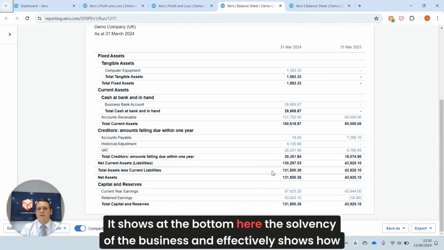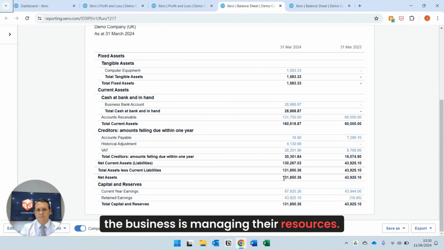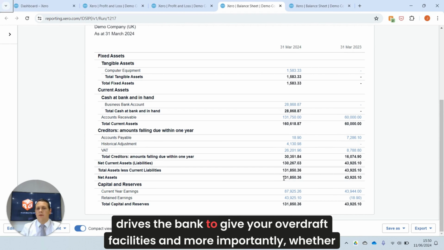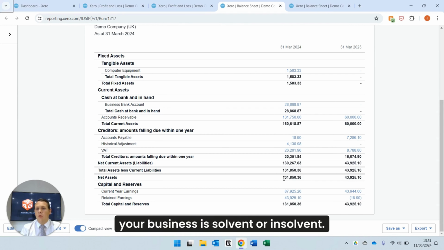It shows at the bottom here the solvency of the business, and effectively shows how the business is managing their resources. Now, the balance sheet is important because this is what drives your credit rating and drives the bank to give your overdraft facilities, and more importantly, whether your business is solvent or insolvent.